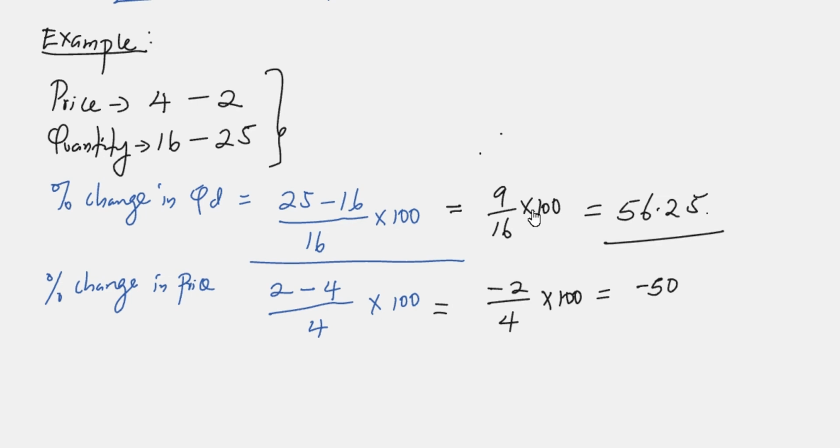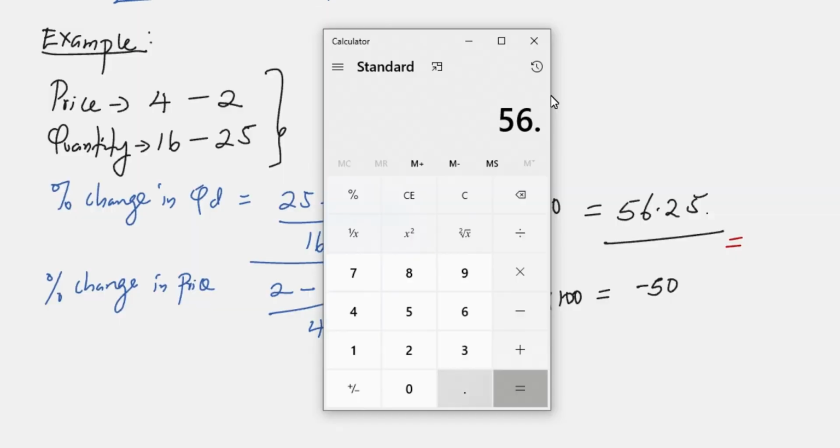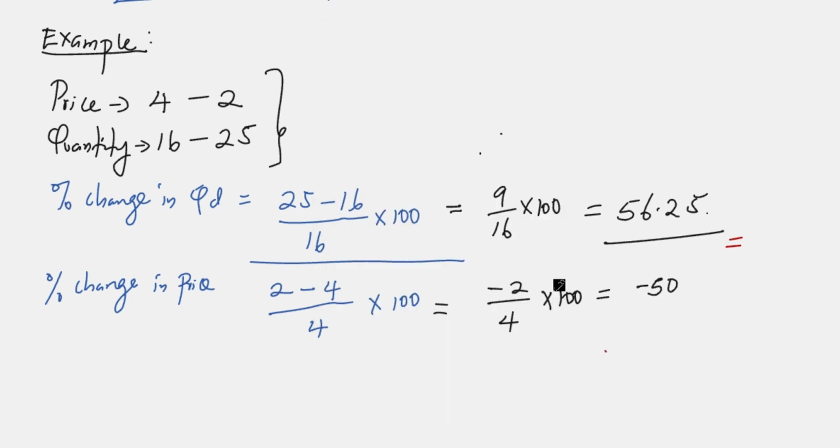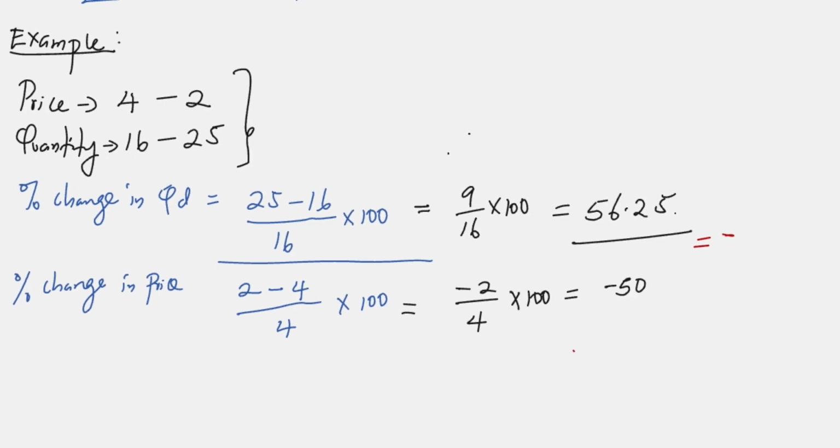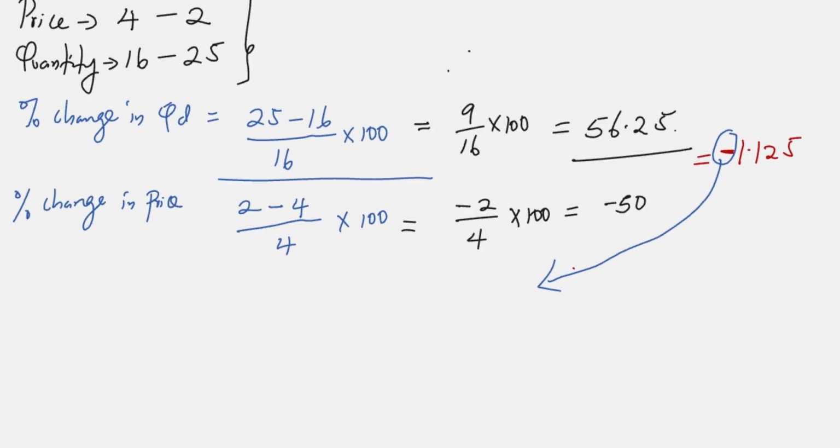So 56.25 divided by negative 50 will give us the price elasticity of demand, and we find that the answer is negative 1.125, and the negative sign here shows that we have a negative relationship between price and quantity demanded, which is basically the law of demand.